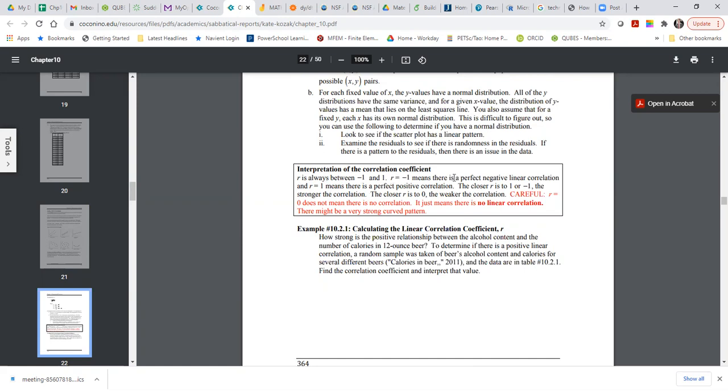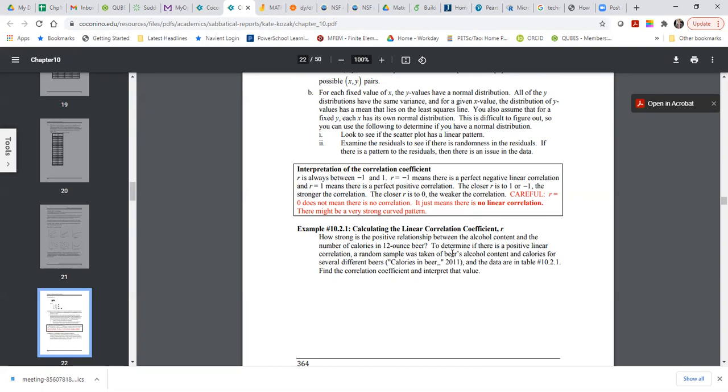R equal to -1 means there is a perfect negative linear correlation, and R equal to 1 means there is perfect positive correlation. And the closer R is to 1 or -1, the stronger the correlation. Okay. And the closer R is to 0, the weaker the correlation. Okay. You have to be careful here. R equal to 0 does not mean there is no correlation. Okay. It just means that there is no linear correlation. There might be a very strong curve pattern. So this can be a nonlinear correlation.